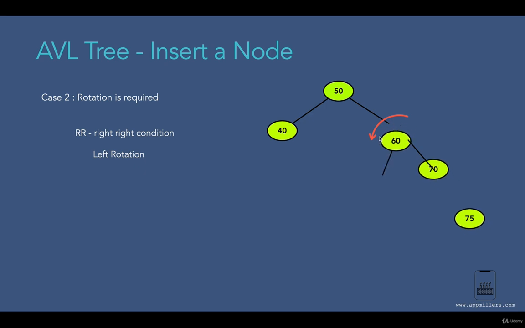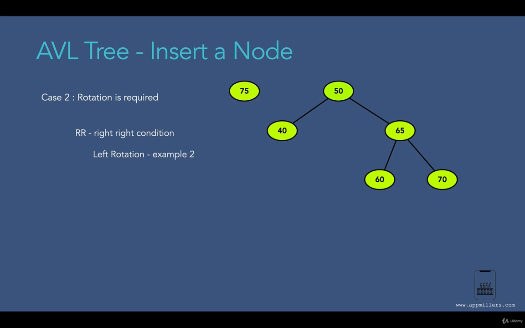So whenever we are doing left rotation, it's going to be like this. Now after left rotation, we can easily see that this node over here becomes balanced. So in this case, our AVL tree is balanced. Now let's look at the second example.